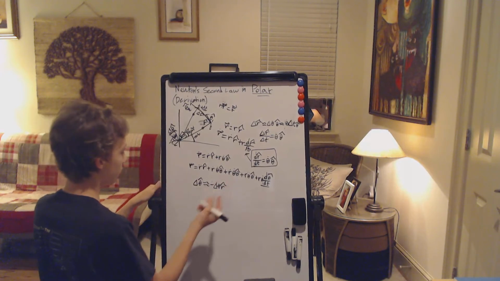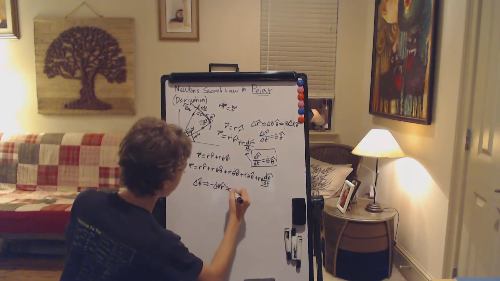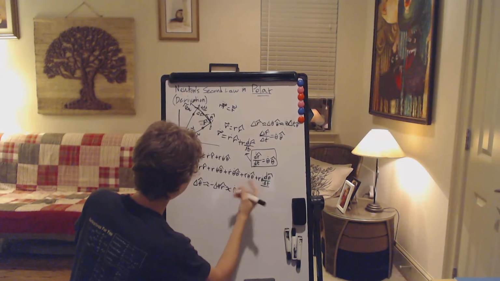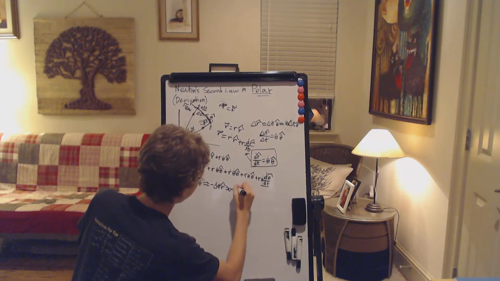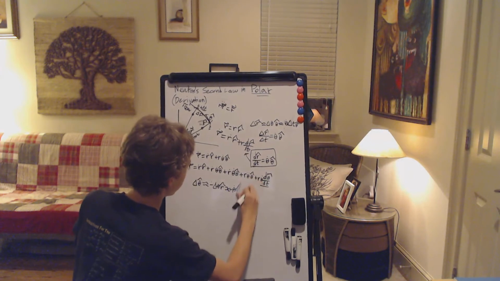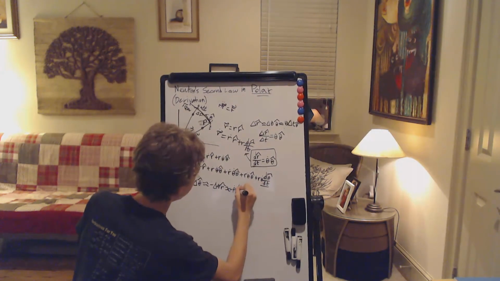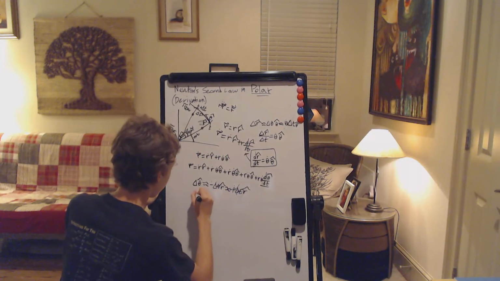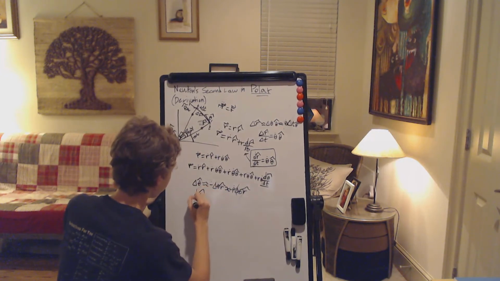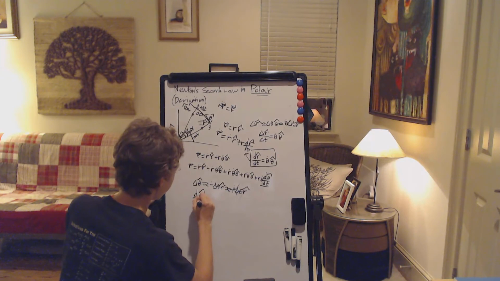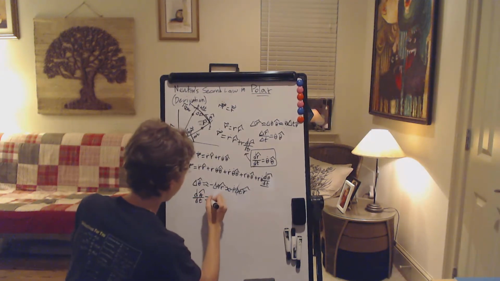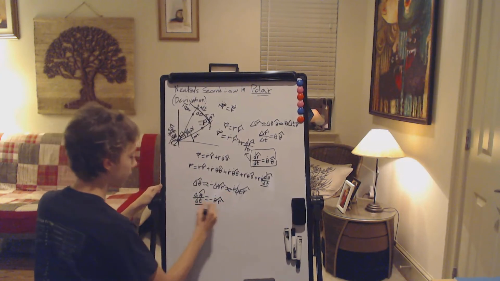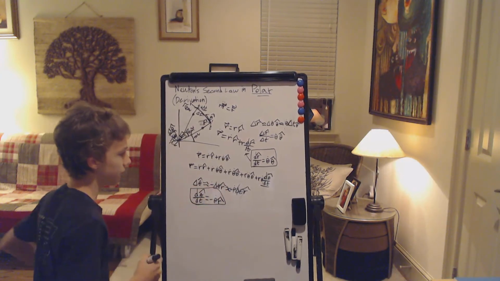And using a similar idea, this is approximately negative theta dot delta t r hat, and dividing, we get that d theta hat dt is equal to just negative theta dot r hat. Okay, this is our second important result.